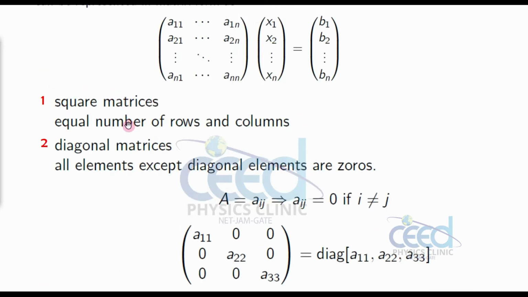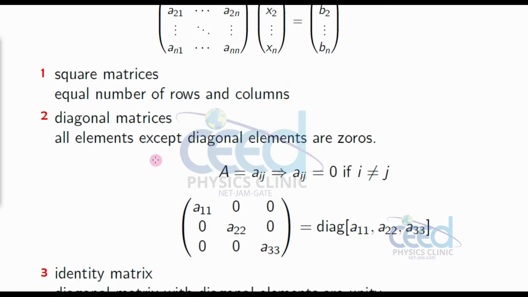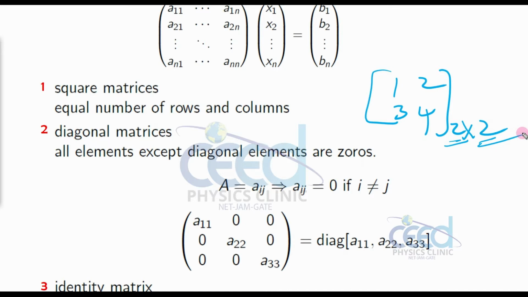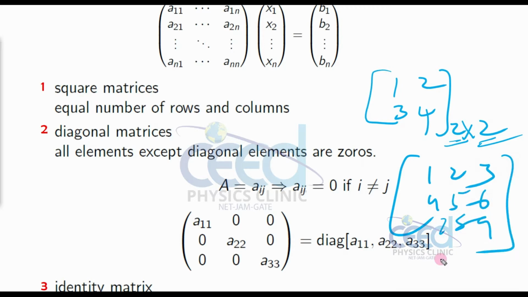One is square matrices, where the number of rows and the number of columns are equal. So this is a 2 by 2, the number of columns is 2 and the number of rows is 2, so this is a 2 by 2 square matrix, and this is a 3 by 3 square matrix.